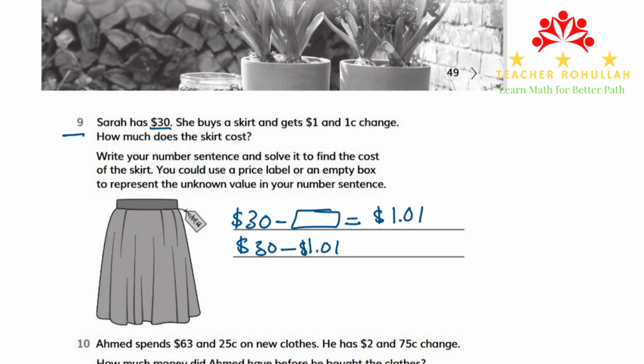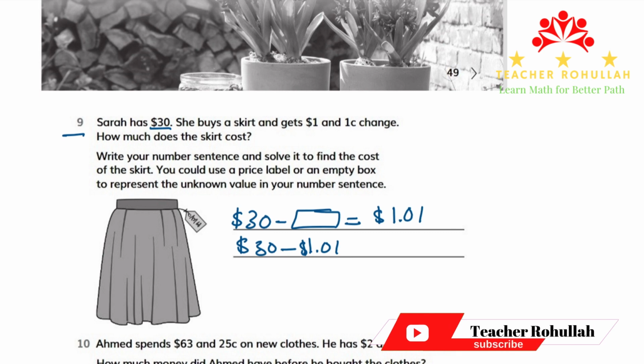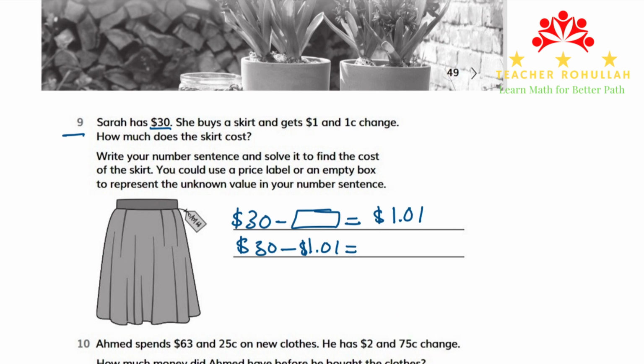Now, $30 can be written as $29 and 100 cents, and 100 cents minus 1 cent is 99 cents, and $29 minus $1 is $28. So the price for the skirt is $28.99.